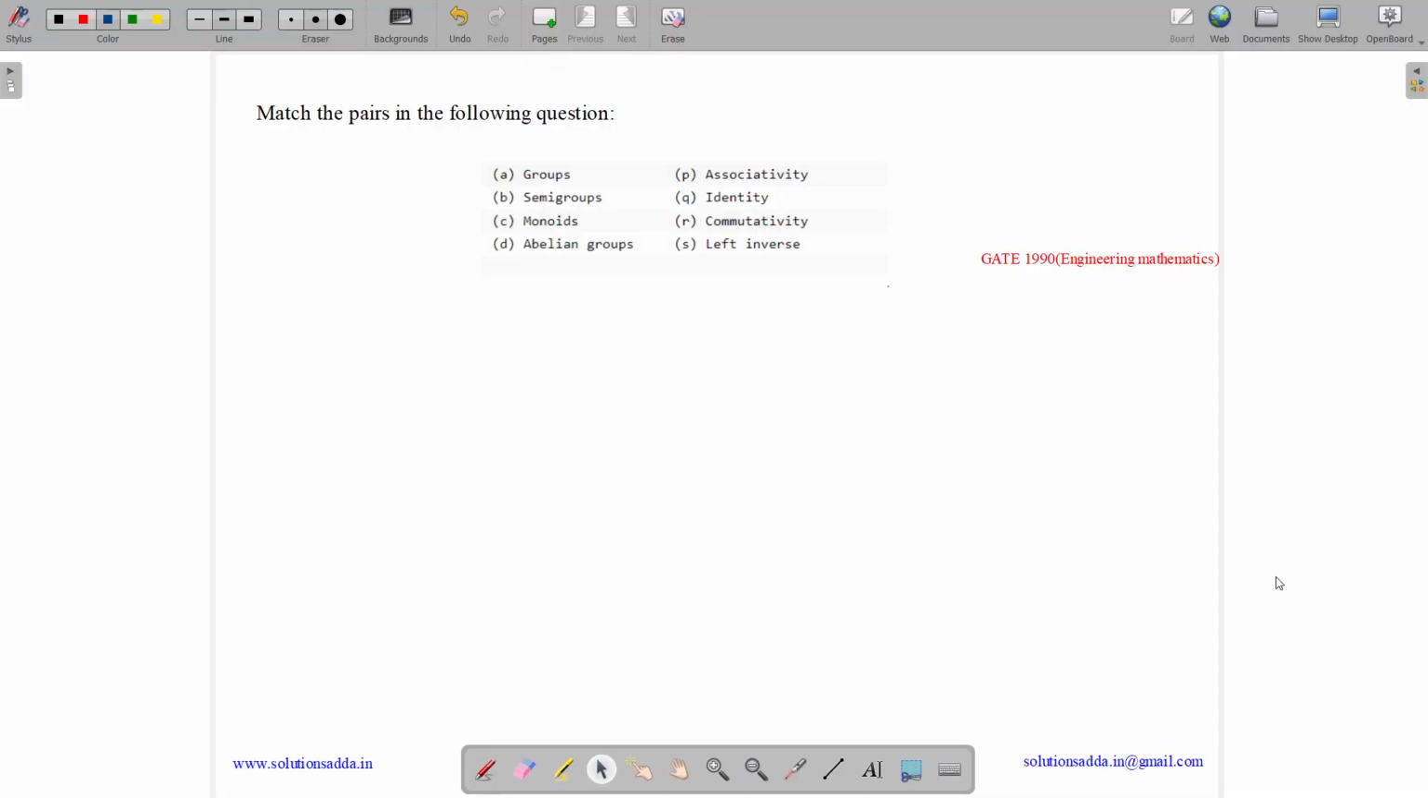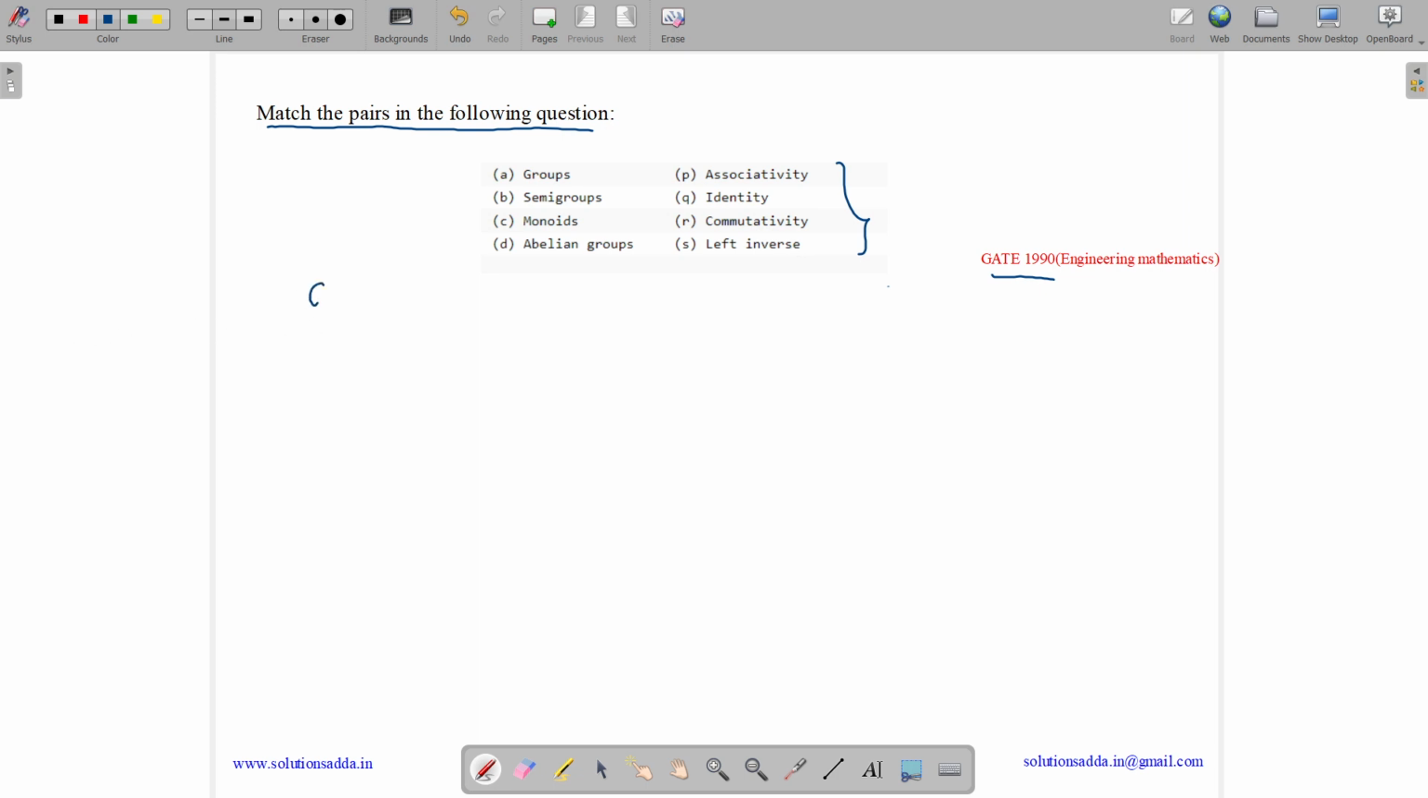This question belongs to engineering mathematics and was asked in GATE 1990. The question states, match the pair in the following questions. Here we are given the mathematical structures like group, semigroup, monoid and abelian group, and we need to tell which property they follow: associativity, identity, commutative and left inverse.